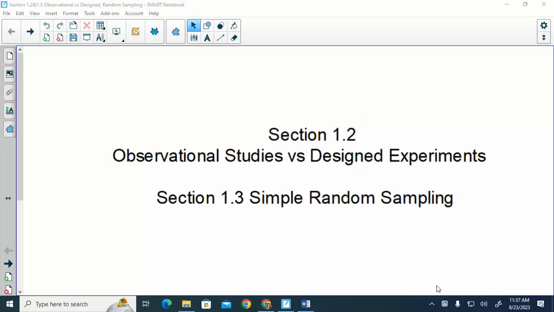Talking about is the difference between an observational study and a designed experiment. Basically, those are two different ways we might go about collecting data. So whatever our question is that we want to know, like if I want to know how much water a high school student drinks in a day, okay? There's two different ways. What do you think observational means?